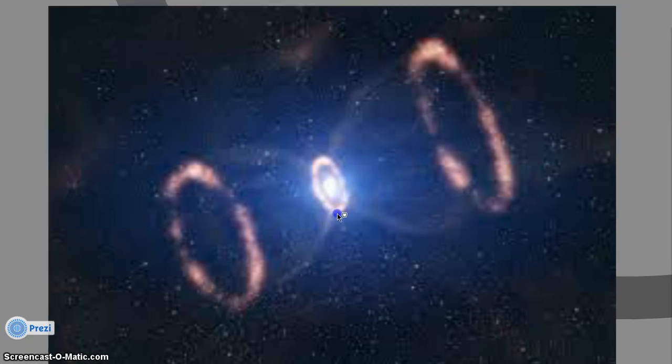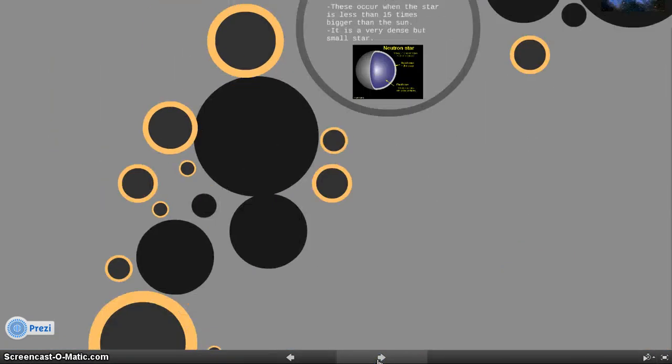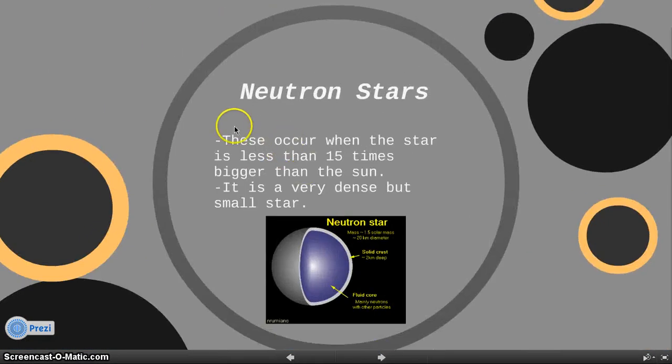So after this phase, depending on the size of the star, there are two distinct possibilities. And the first one is neutron stars. So a neutron star will happen if the massive star is less than 15 times bigger than our sun. So does that make sense? So it's less than 15 times bigger than our sun. It is very, very dense, but it's a small star.